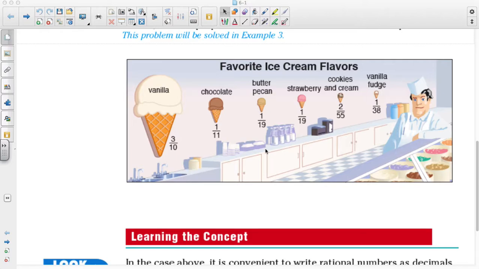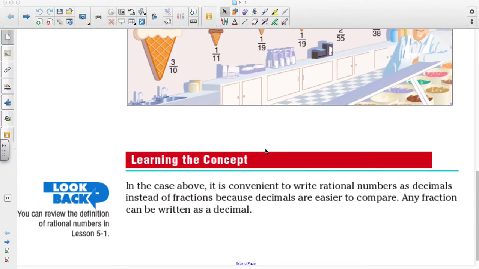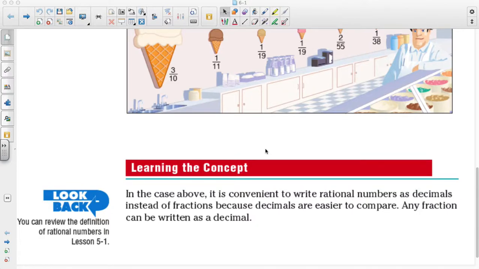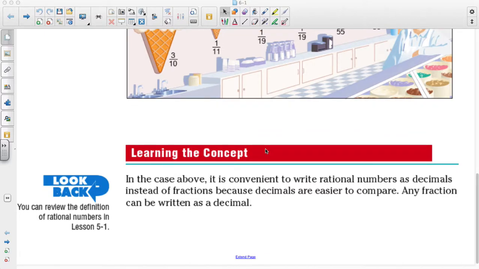So before we solve that problem, let's take a look at what we are going to learn for this particular section. In the case above, it is convenient to write rational numbers as decimals instead of fractions because decimals are easier to compare. Any fraction can be written as a decimal. Now again, what are rational numbers? You can review the definition of rational numbers in 5-1. Basically any number that can be written in the form of a over b, or can be put in the form of a fraction, is considered to be a rational number.